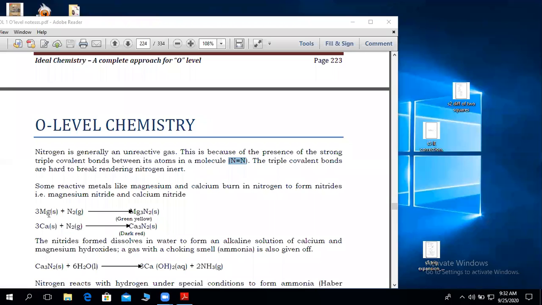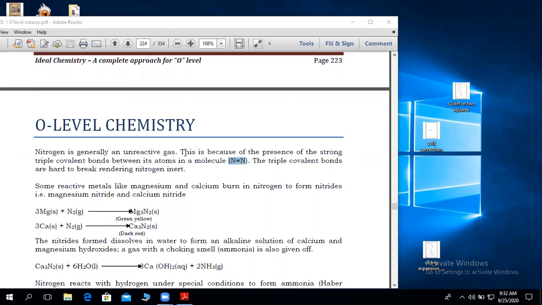Now, why does nitrogen react with burning magnesium? Now, listen to this also. It is because the reaction of burning magnesium is exothermic. It gives out a lot of heat. So when magnesium burns, it gives out a lot of heat energy, and the heat given out by burning magnesium is the one that breaks the triple bond. So when the heat from burning magnesium breaks the triple bond, then nitrogen atoms are set free and they can now react.